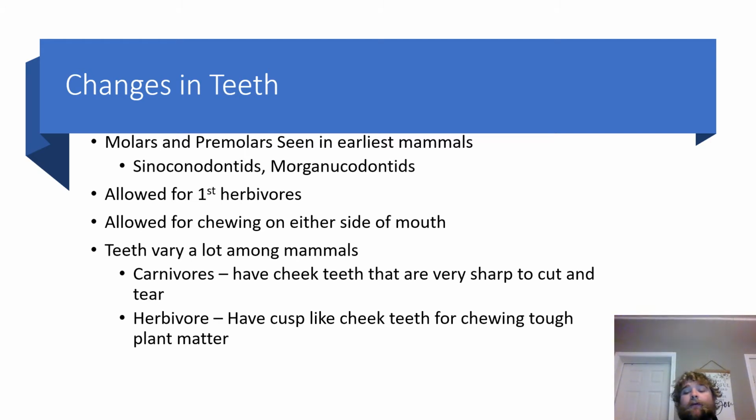And then an important note is teeth vary a lot among mammals, and you can tell a lot about the diet of a mammal based off their teeth. For example, carnivores had these really sharp cheek teeth, almost canine-like teeth, and they're to cut and tear and hold prey into place and to deliver a finishing blow to the prey. Where a herbivore kind of has these cusp-like teeth that can be used for chewing tough plant matter.